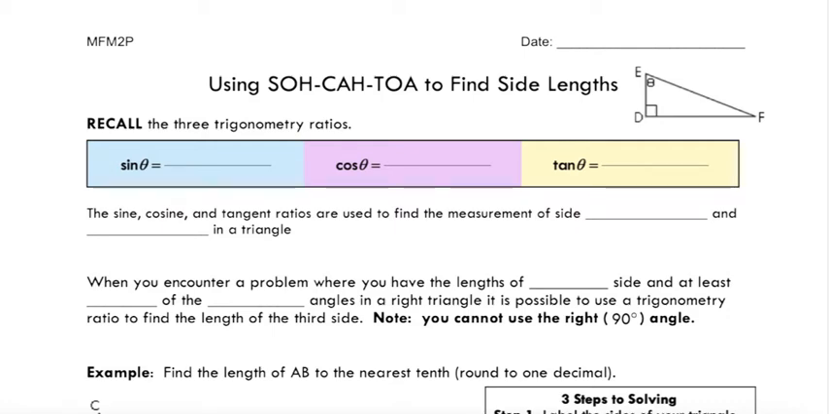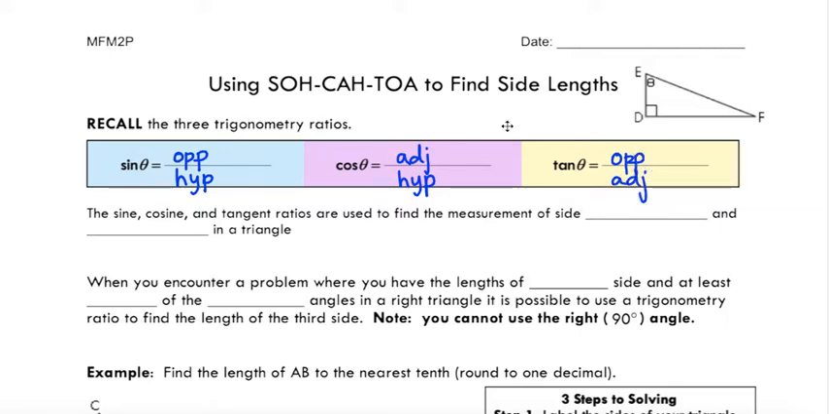Using SOHCAHTOA to find side lengths. So recall the three trigonometry ratios. Sine is opposite over hypotenuse. Cosine is adjacent over hypotenuse. And tan is opposite over adjacent.